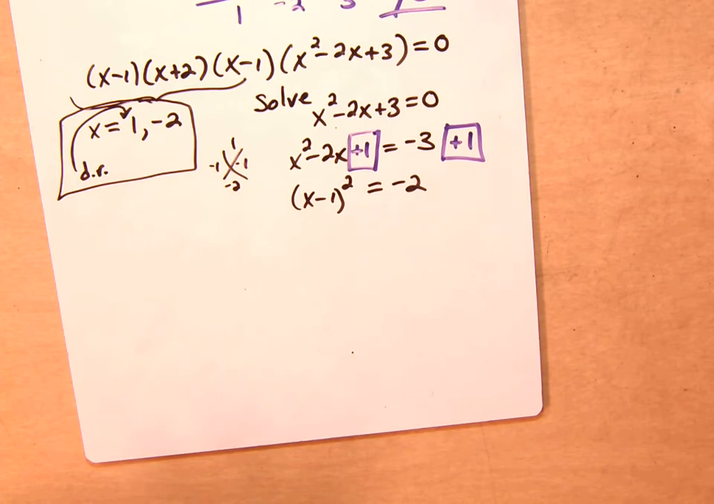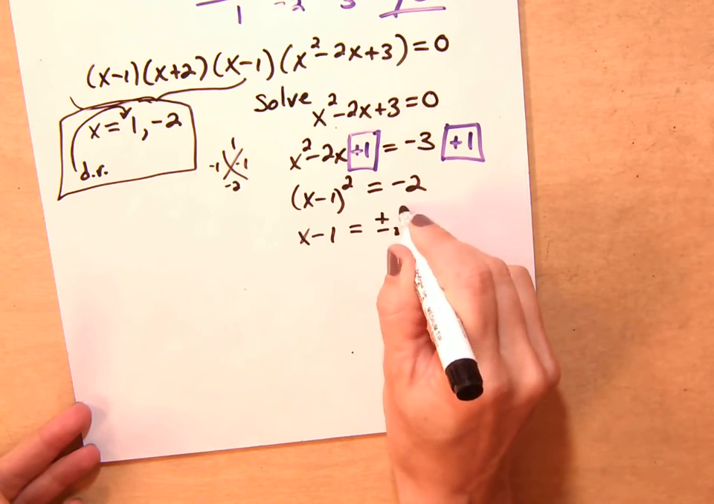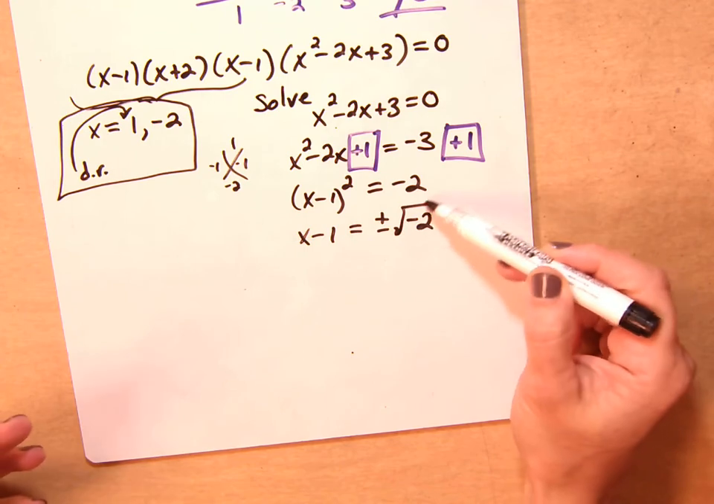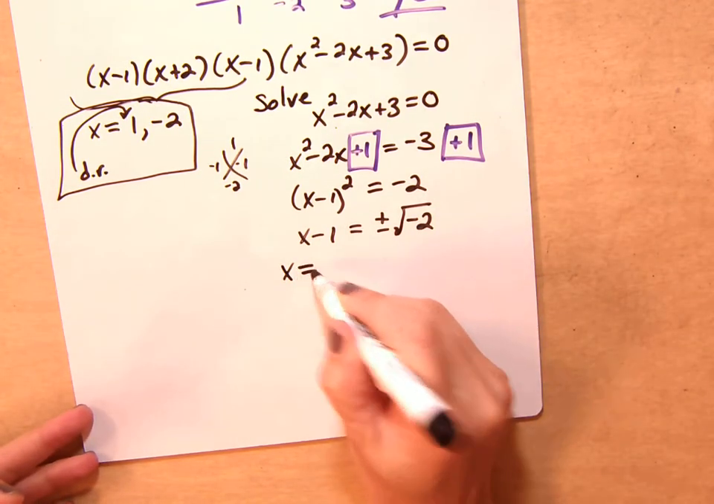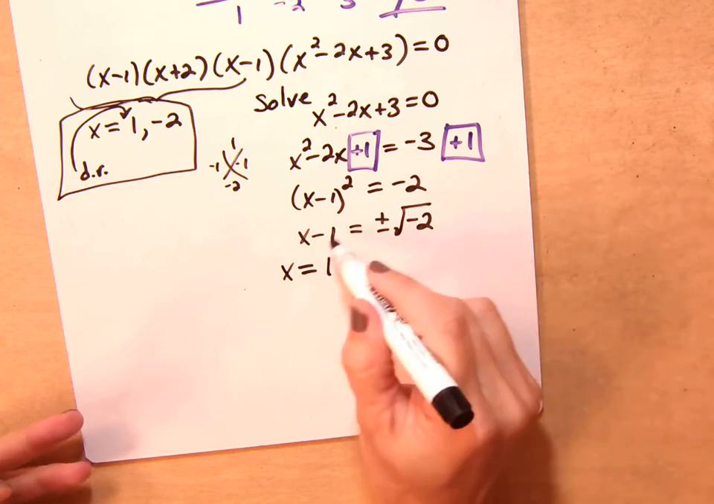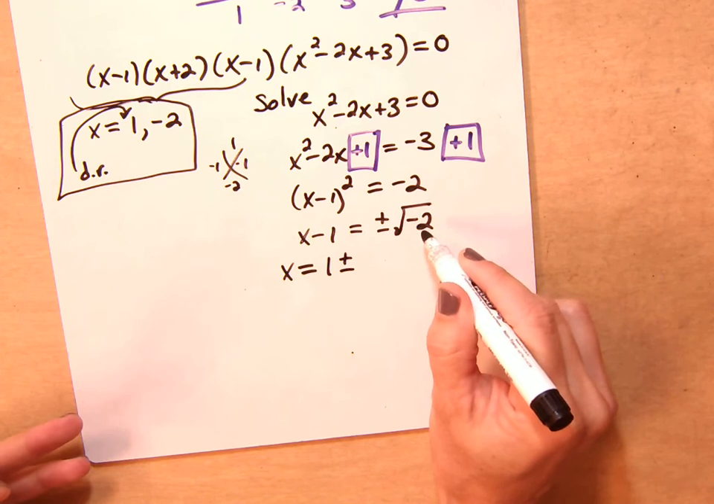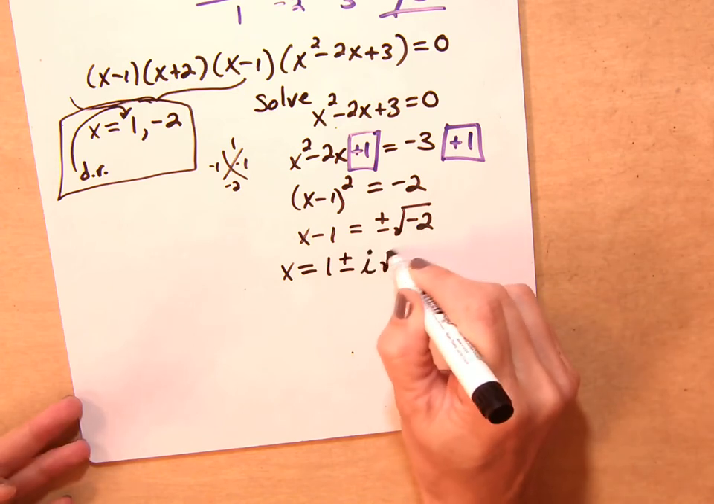When something's squared and you want to get rid of it, what do you do? You take the square root. So plus or minus the square root of negative 2. Please don't forget to do plus or minus the square root. And I'm almost there. So my other two answers are 1, right? You'd have to add 1 to both sides. 1 plus or minus the square root of negative 2, but that's really i root 2.